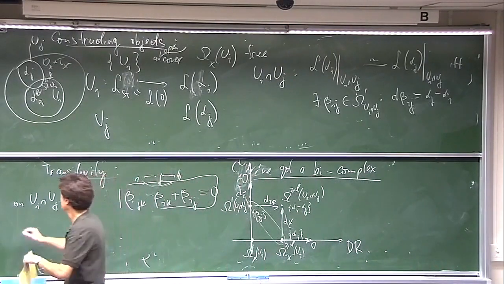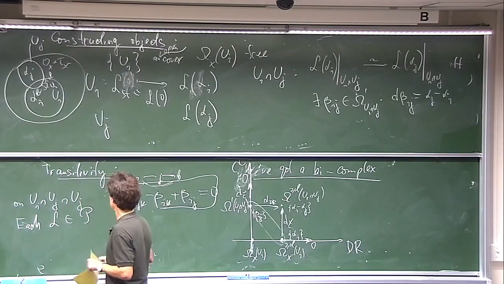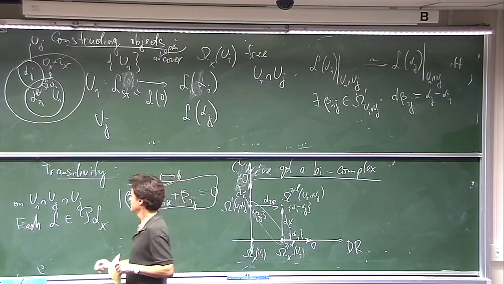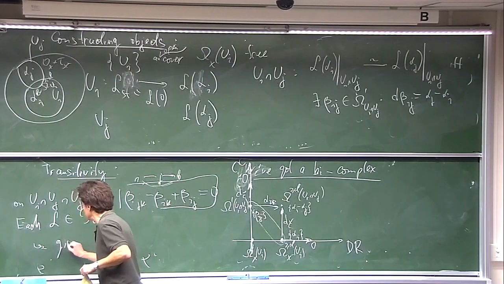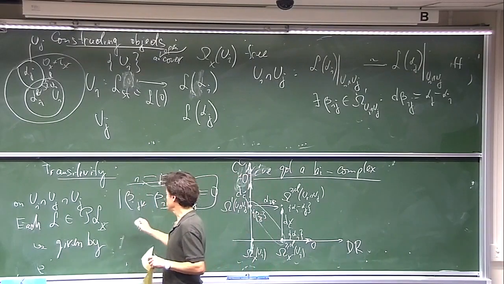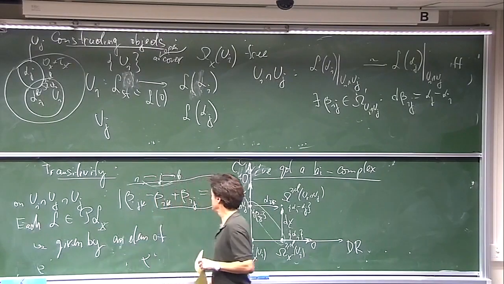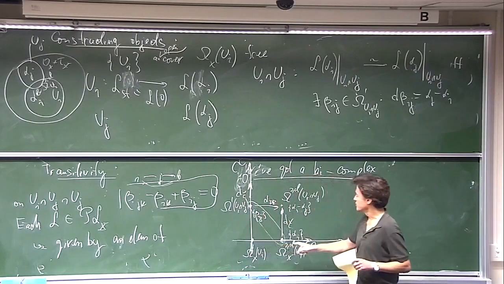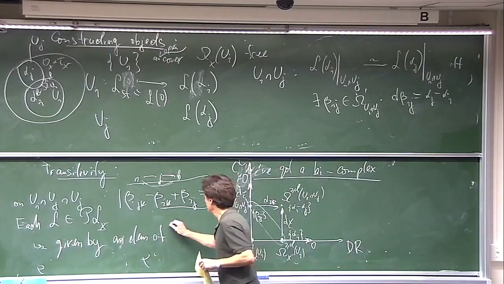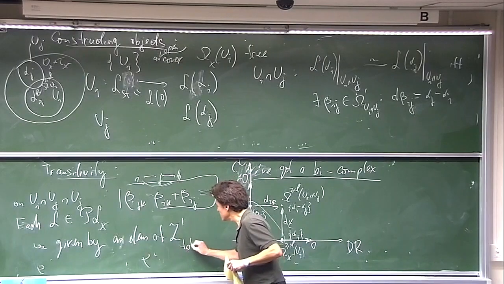So such a shape is given by, I don't know, an element of... so look at the degrees. I shifted the de Rham degree by 1. So this is the space of 1-cochains in the total complex.